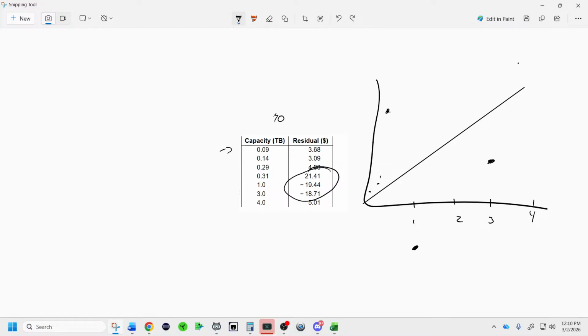Okay, there we go. So what I'm pointing out is this is what it would look like. This one right here is that positive 5. It's 5 above the model. This one's the negative 18. I didn't draw that perfectly. It's 18 below the model. This one is the negative 19. It's 19 below the model. And this one is the positive 21. It's 21 above the model.